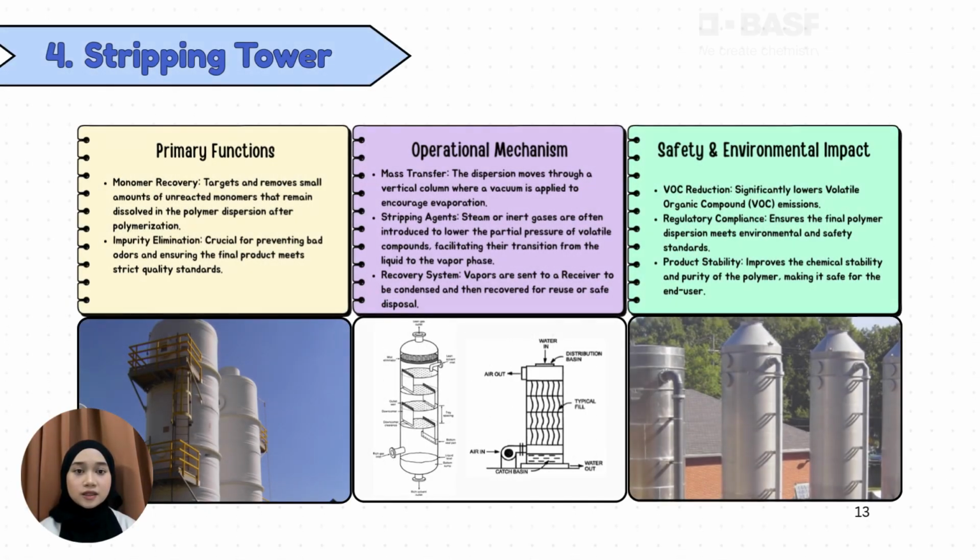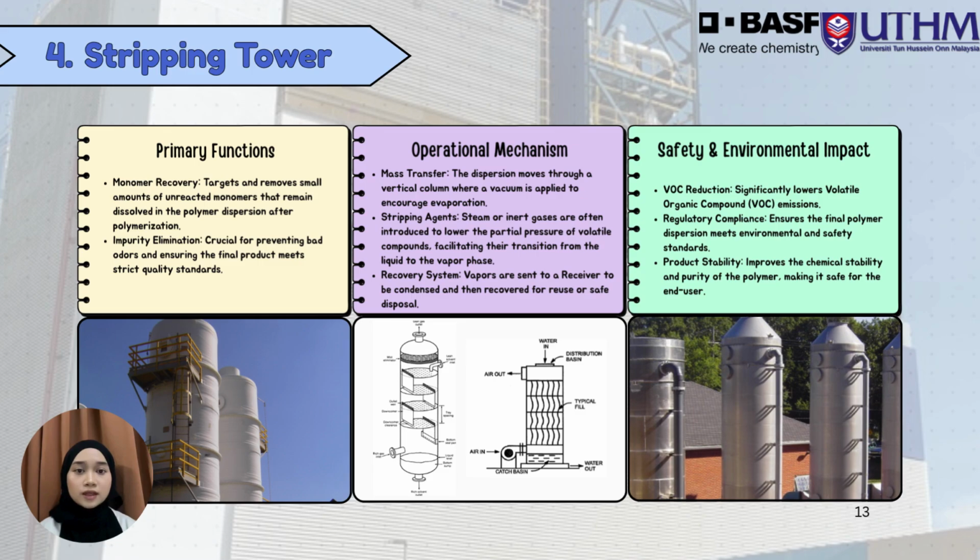Next, I will explain the stripping tower. After leaving the blowdown vessel, the polymer dispersion enters the stripping tower. Although polymerization is complete, small amounts of unreacted monomers are still dissolved in the product. These residual monomers must be removed because they can affect product quality, produce unpleasant odors, and increase environmental emissions. Inside the stripping tower, the polymer dispersion flows through a vertical column under vacuum conditions. Steam or inert gas is introduced as a stripping agent to lower the partial pressure of the volatile monomers. This promotes their evaporation and separation from the polymer dispersion through mass transfer.